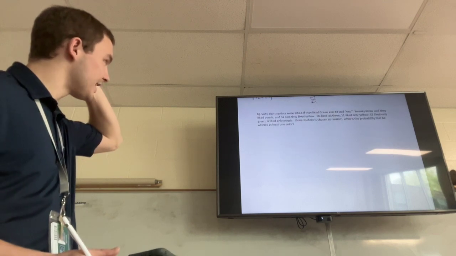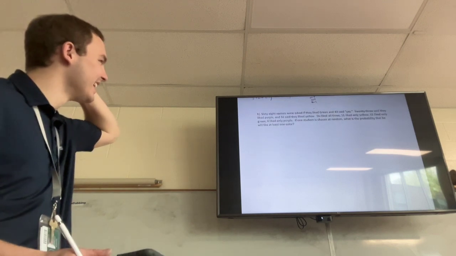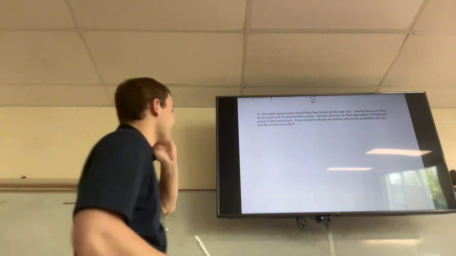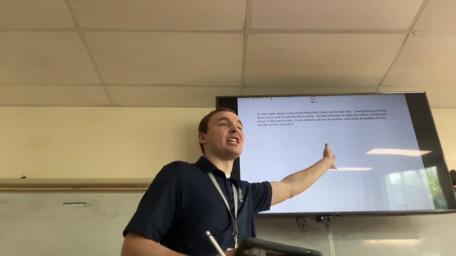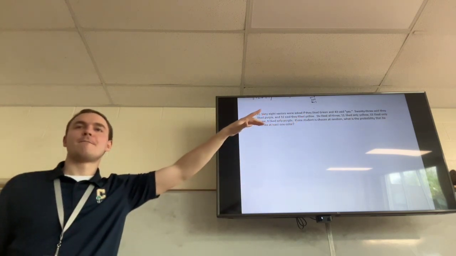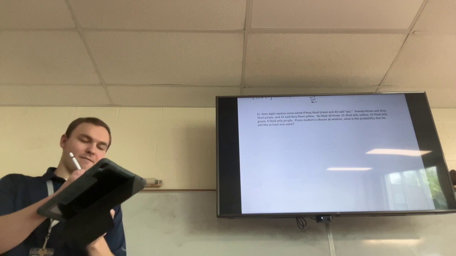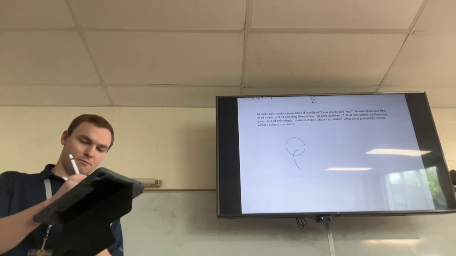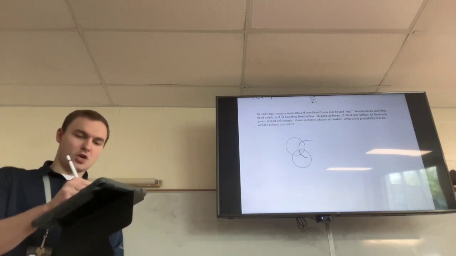Let's move on. 68 seniors got asked if they like green. 23 said they like purple. 32 said they liked yellow. 6 liked all 3. Okay, this is a pretty much identical problem. So how many categories are there? 3. 3 categories. So I'm going to make a triple Venn diagram.